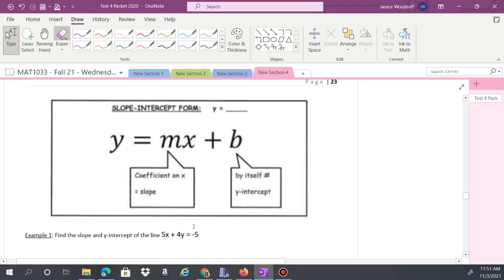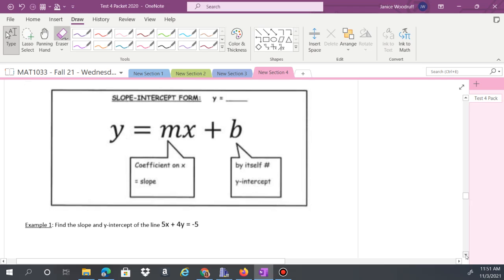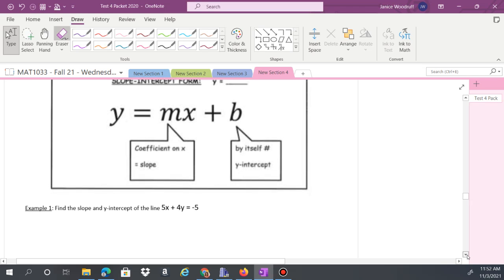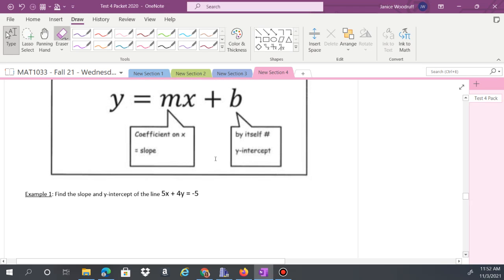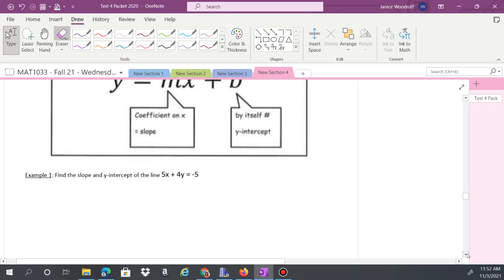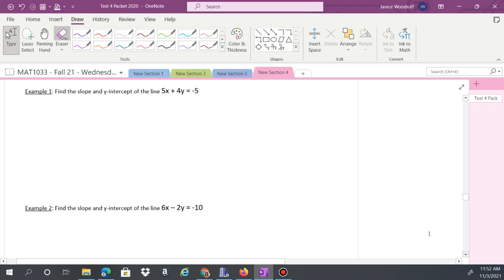All right, slope-intercept form of a line is y equals mx plus b. M is going to be the slope. That's the number in front of x. B is by itself. That is the y-intercept. If I am given a line or an equation in these forms here, those are going to be general form or standard form. What I want to do to find the slope and y-intercept is to isolate the y. So that is rearranging the equation so that y is by itself.